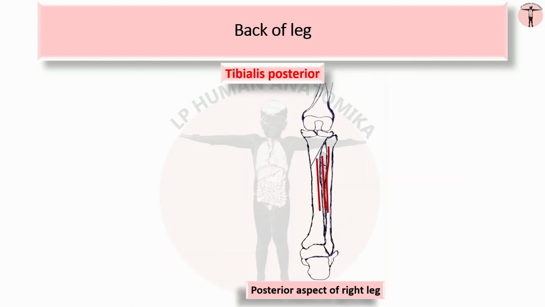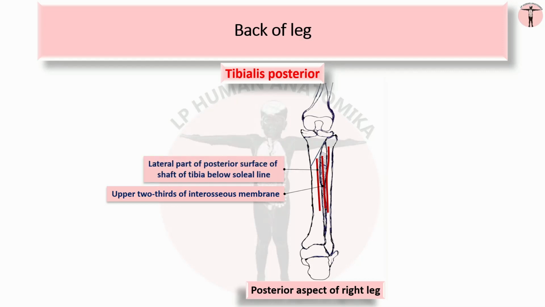Tibialis posterior. It is the deepest muscle of the back of leg, which is overlapped by the flexor digitorum longus and flexor hallucis longus muscles. It arises from the upper 2/3 of the posterior surface of the interosseous membrane and adjacent parts of the posterior surface of the tibia and fibula, that is, lateral part of posterior surface of shaft of tibia below the soleal line and upper 2/3 of posterior surface of the shaft of fibula.